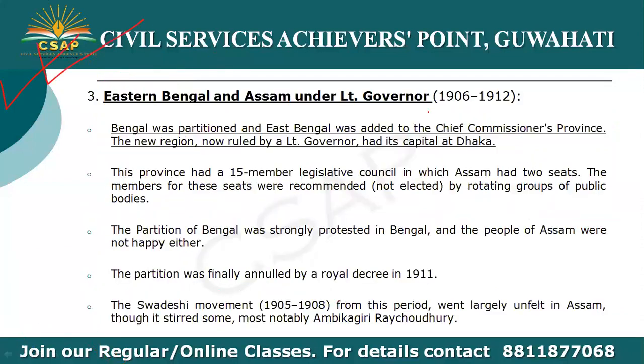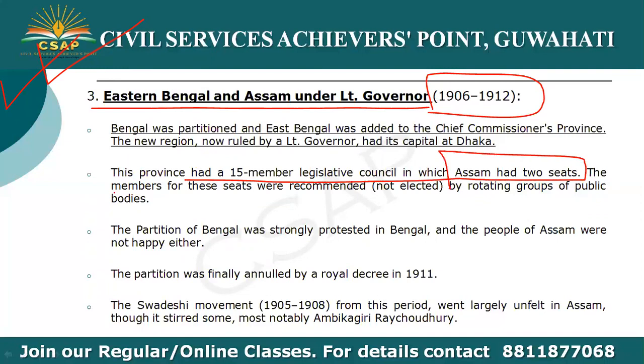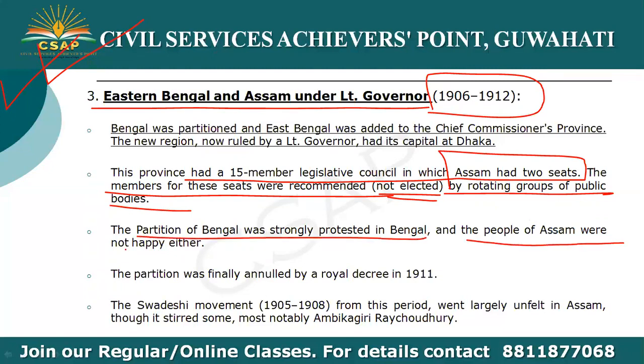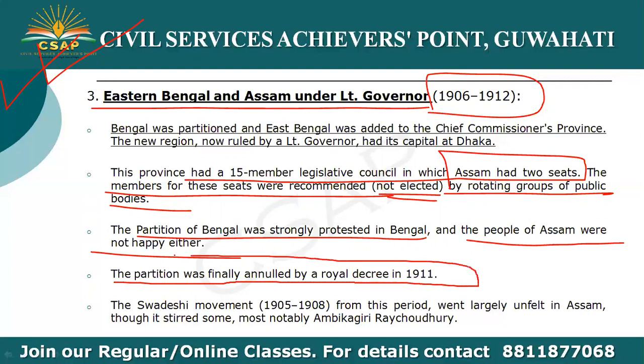Now, from 1906 to 1912, Eastern Bengal and Assam under Lieutenant Governor. So, Bengal was partitioned and East Bengal was added to the Chief Commissioner's province. Now, the new region was ruled by a Lieutenant Governor and the capital was at Dhaka. This province had a 15-member legislative council in which Assam had two seats. The members for these seats were recommended and not elected by rotating groups of public bodies. The partition of Bengal was strongly protested in Bengal and the people of Assam were not happy either. The partition was finally annulled by a royal decree in 1911.